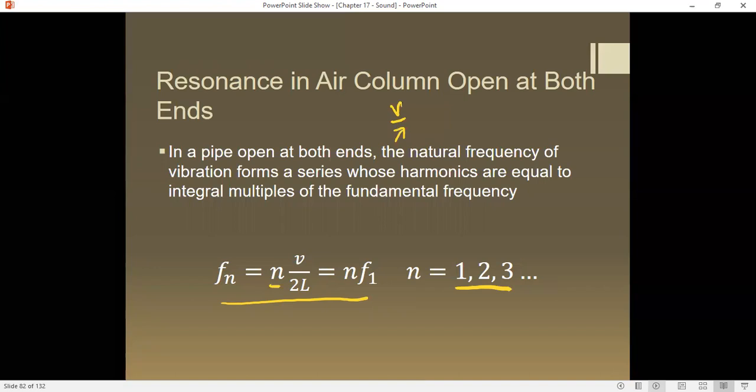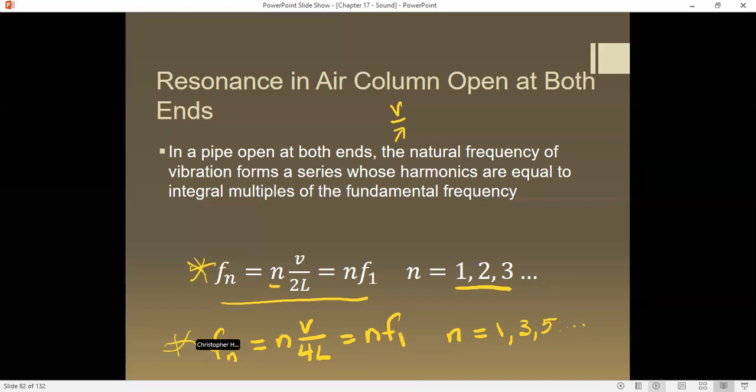Now, to compare and contrast, f of n for the closed-open tube was n v over 4L, where Fn was n times F1, where again, n was restricted to 1, 3, 5, all the odd integers. So: open at both ends, and closed and open.